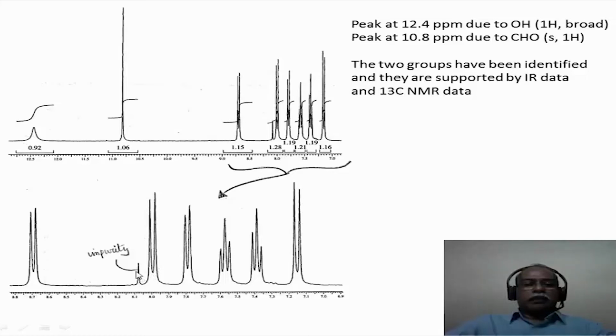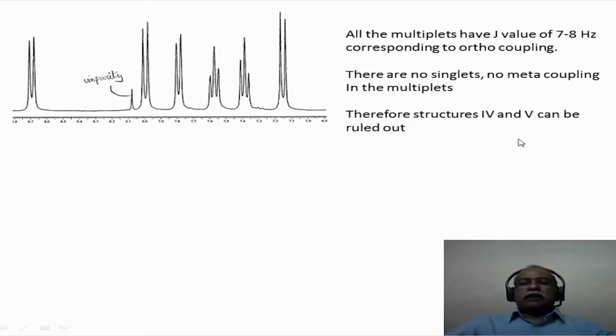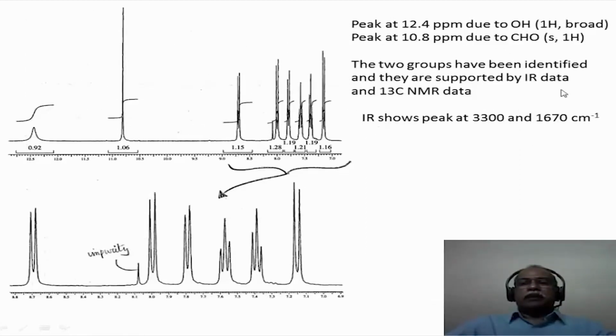And the expansion of the multiplet in this region between 7 to 9 ppm is shown here, with this peak being marked as an impurity peak, because it does not come from this compound, but some other impurity is present in the system. IR shows 3316, and that would essentially confirm that you have an OH, which corresponds to the 3300, and you have the CHO, which would correspond to the 1670 kind of peak.